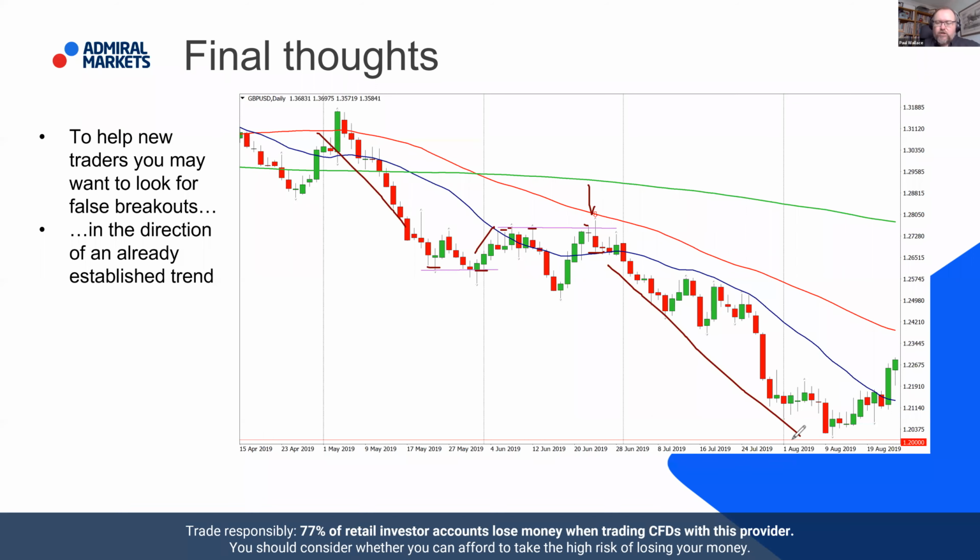So that's just one thing to have a little look at, okay? If you've already established a trend, maybe have a little look and see if there are false breakouts on the pullbacks. That might be something you want to add to your watch list. As I said, unfortunately, it doesn't happen as often as we'd like on the daily chart, but when it does, it generally tends to give you a good opportunity.